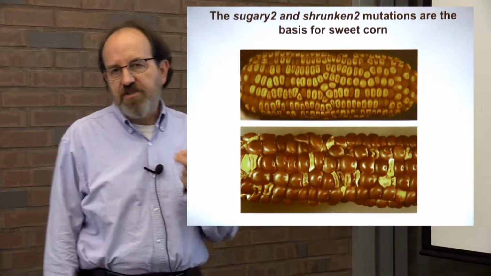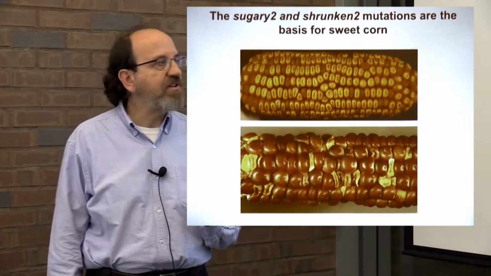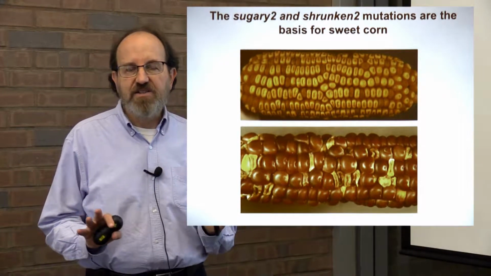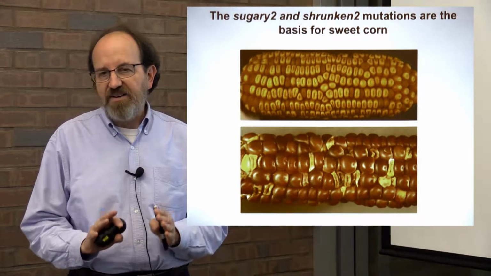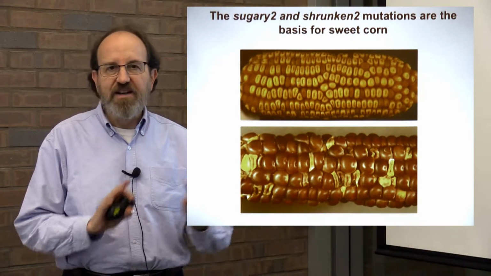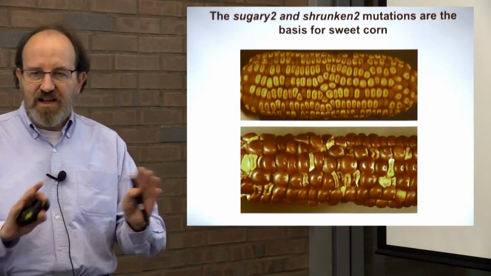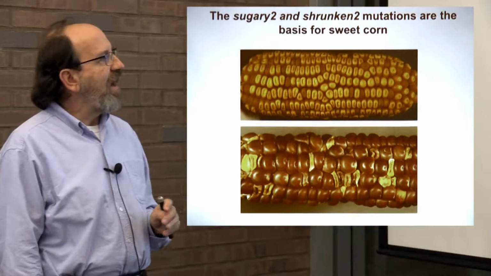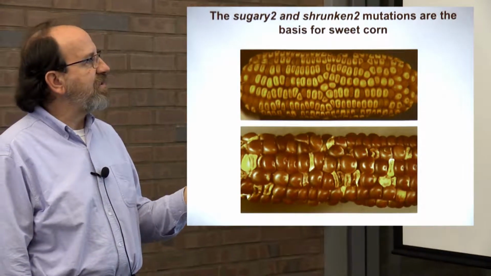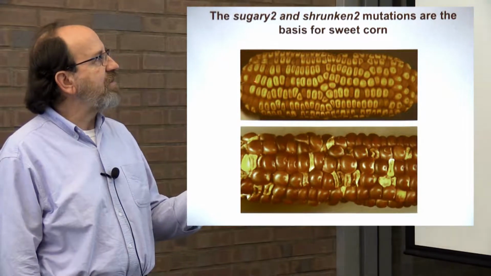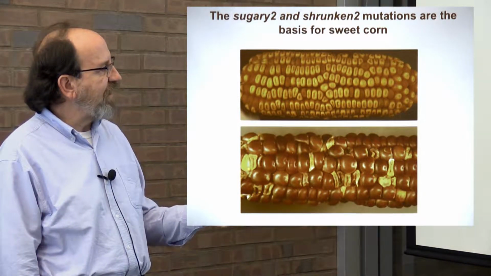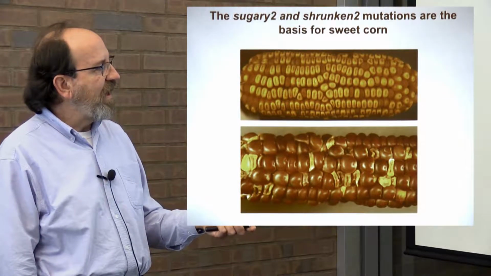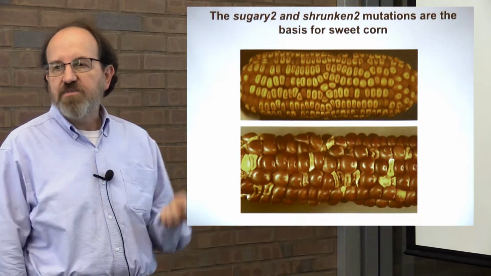Now, some of the useful genetic variation that we've taken advantage of is not complicated variation at all. It's the simple sort of single gene traits that we learn about in high school that segregate 3 to 1, just like Mendel's colored peas, for example. So for example, here are 2 mutations. They are simple recessive traits, sugary 2, which are these kernels here, and shrunken 2, which are these very ugly shrunken kernels here. And these 2 mutations are the basis for sweet corn.